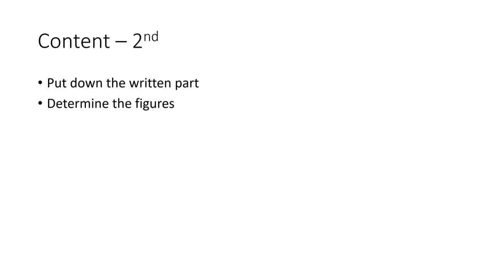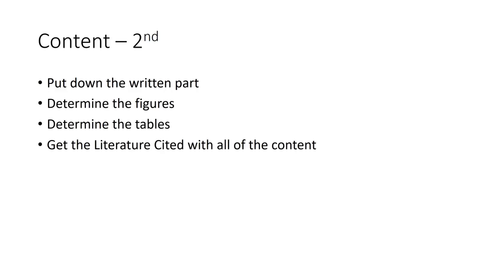Determine where your figures go, determine what are tables, put it all in there. Get the literature cited with all of the content. When you start typing things in, it's a whole lot easier to put in what came out of what paper at what point rather than trying to go back and put it in. During the literature cited, you should not have a sentence that does not have a citation to it. That's key to be able to do the whole thing. There should not be a sentence without a citation to it. So you get the literature cited down with all of the content.